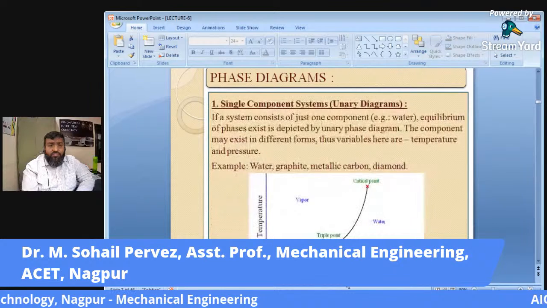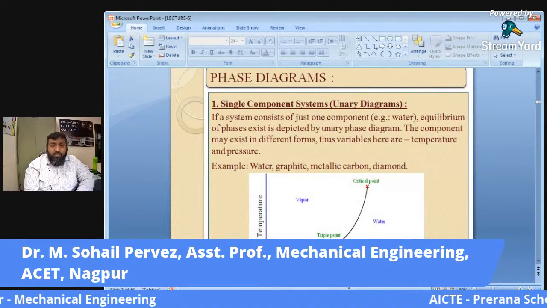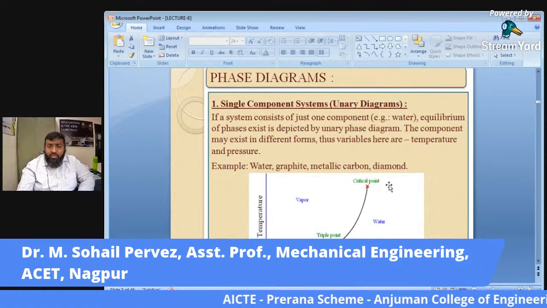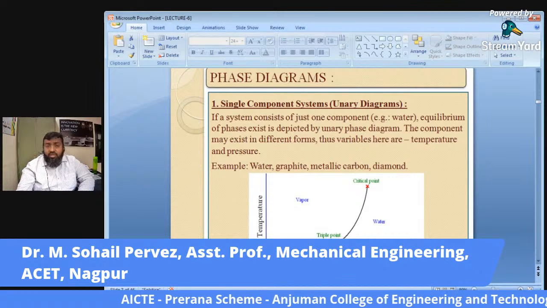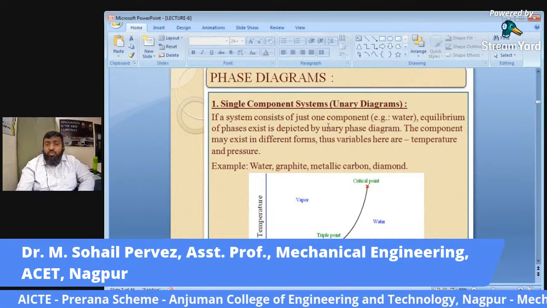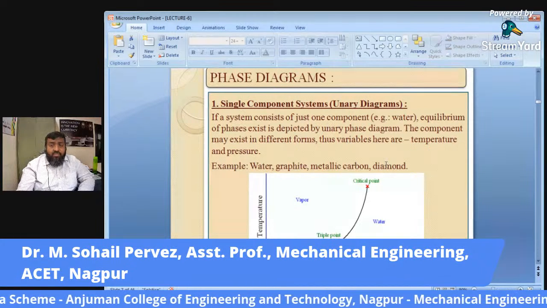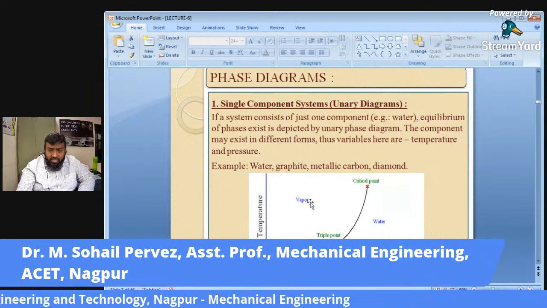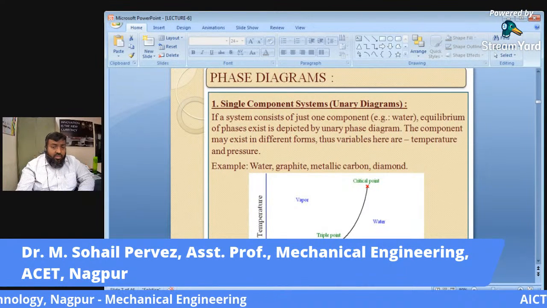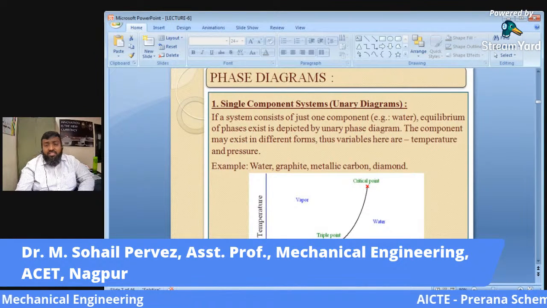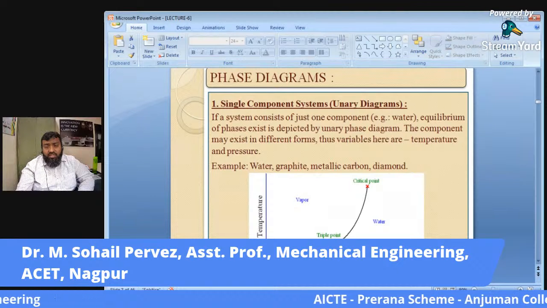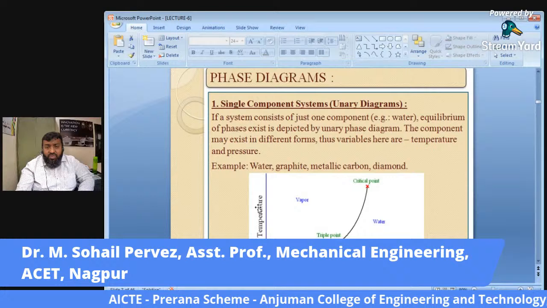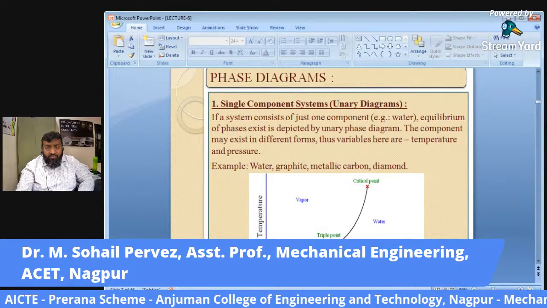Now, single component system, we have taken the example of water. We may take diamond also, graphite also, metallic carbon also. If a system consists of just one component, for example water, the equilibrium of phases is depicted by this diagram. Now, how many stages can water have? How many phases can water have? The graph is between temperature and pressure.